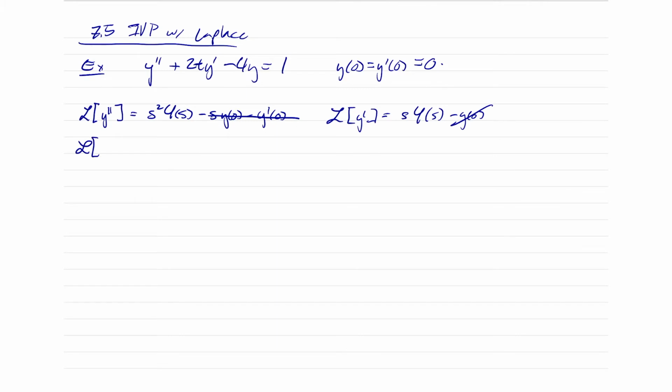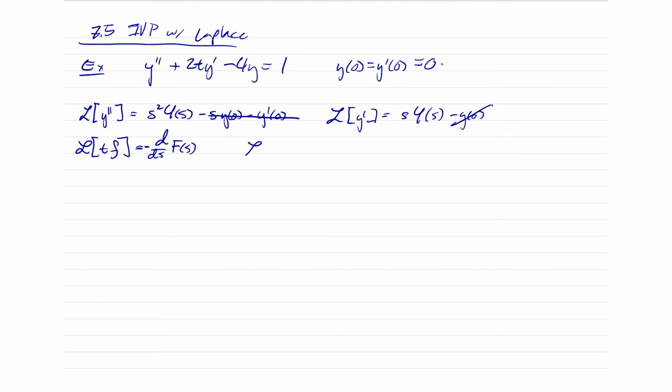Remember back when we were talking about special properties, we said that if we take the Laplace transform of t times some function f, then this comes out as the derivative with respect to s of the Laplace transform of f, with a minus sign.